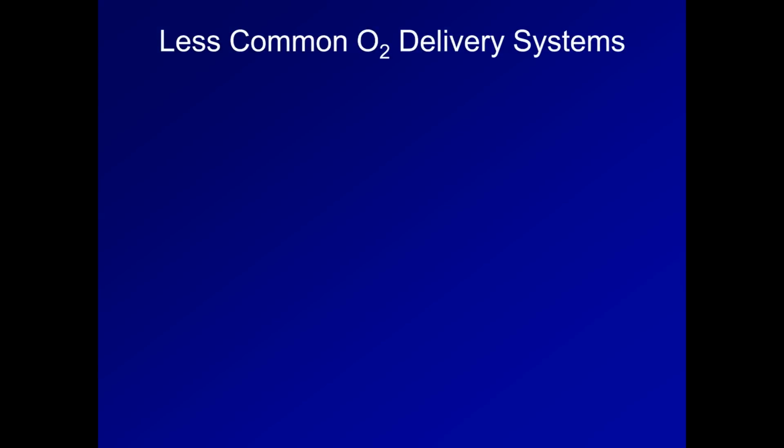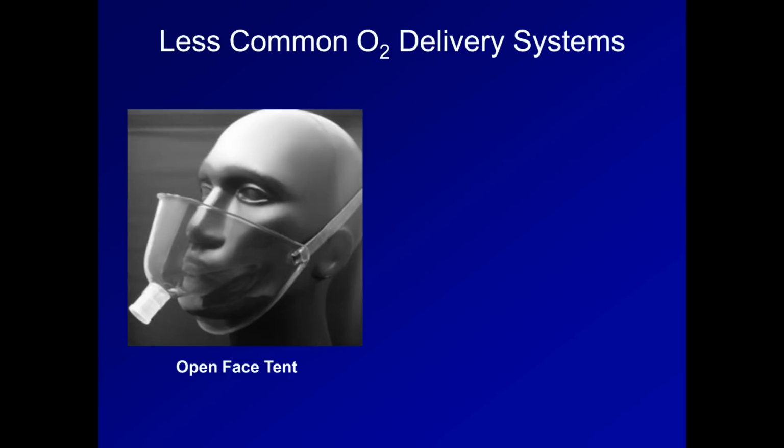Here are two less common oxygen delivery systems. The first is the open face tent, occasionally used for tachypnic patients requiring relatively high FiO2, but who feel claustrophobic or otherwise uncomfortable with a standard face mask.